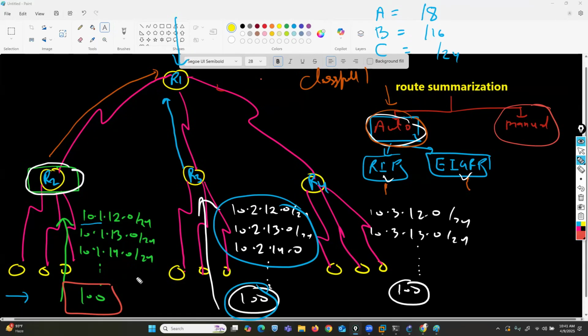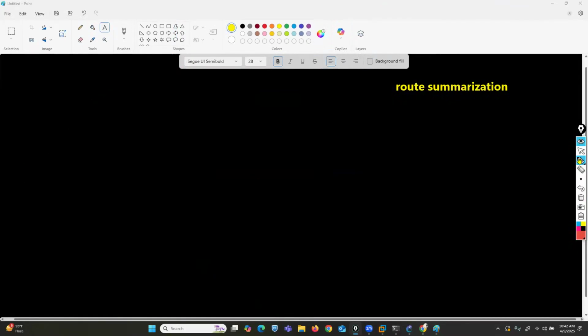Because we are looking for classless summarization, we are looking for manual summarization. Let's talk about how to find the summary address. How to use the summary address in the protocol, we'll discuss in practical. But how to find the summary address, wait. So let's go with the scenario.